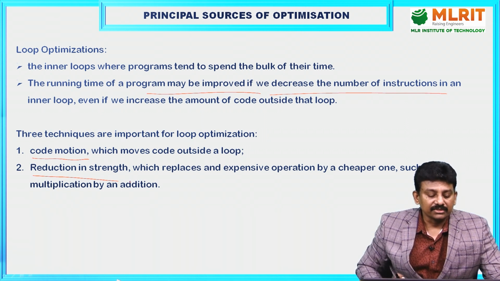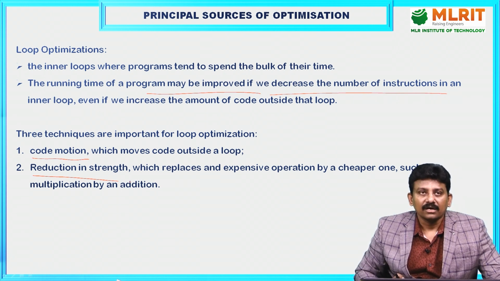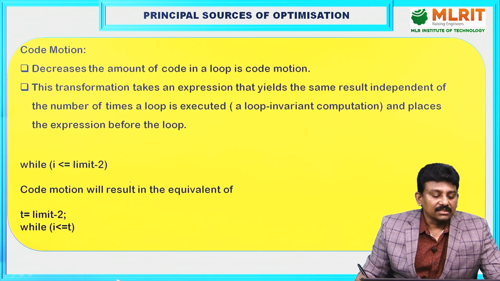Reduction in strength replaces an expensive operation by a cheaper one, such as multiplication by addition. Wherever possible, we can replace a multiplication operation by an addition operation, since multiplication takes more time than addition. Code motion means moving code outside a loop. Code motion decreases the amount of code in a loop.